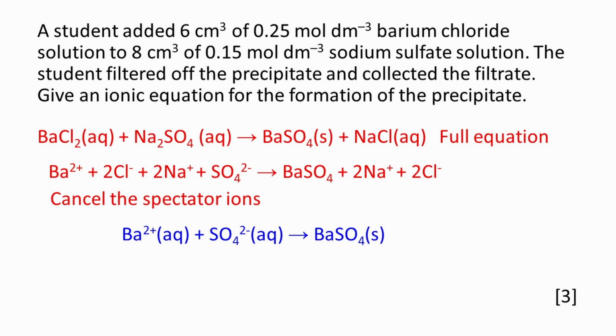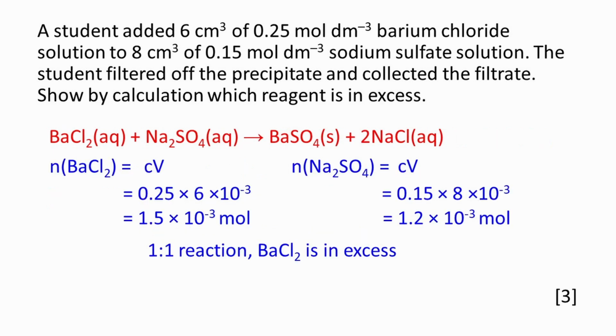Ions that appear on both sides of the equation and are unchanged are called spectator ions. These do not take part in the overall reaction and can be cancelled. The ionic equation is shown in blue. It is very important to show your working out clearly in order to address this part of the question.